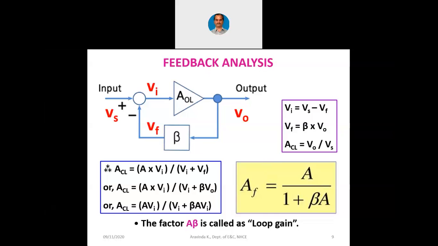Let me stop sharing the PowerPoint now because I am going to start discussing the textbook again. I wanted these basics to be discussed first before going for the derivations of the equations for the feedback types, the 4 types which we had discussed earlier. Let me start sharing the textbook's page.